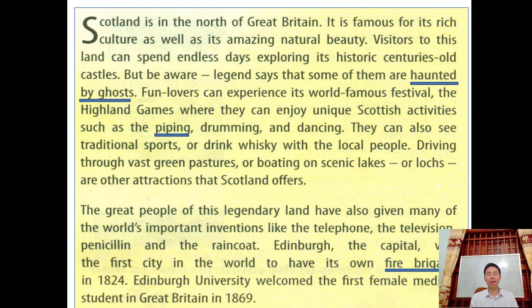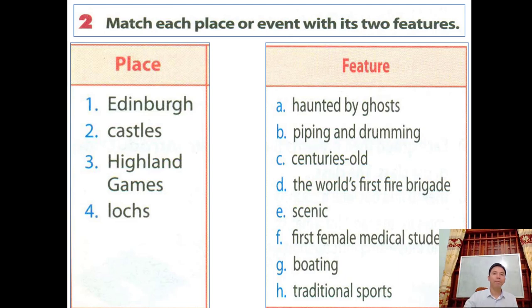Okay, we have finished reading the passage about Scotland. Yeah, I think you know more information about this unit, your kingdom. Now, let's do task two. Match each place or event with its two features. So there are four. Number 1, 2, 3, 4 in place: Edinburgh, Castle, Highland Games, and Lochs. You have to match them with its two features too. Như vậy, mỗi cái câu ở bên phần place này sẽ được nối với hai thông tin ở bên cột feature này, bên đặc điểm này. Are you clear? Okay, now you have 2 minutes to get finished.